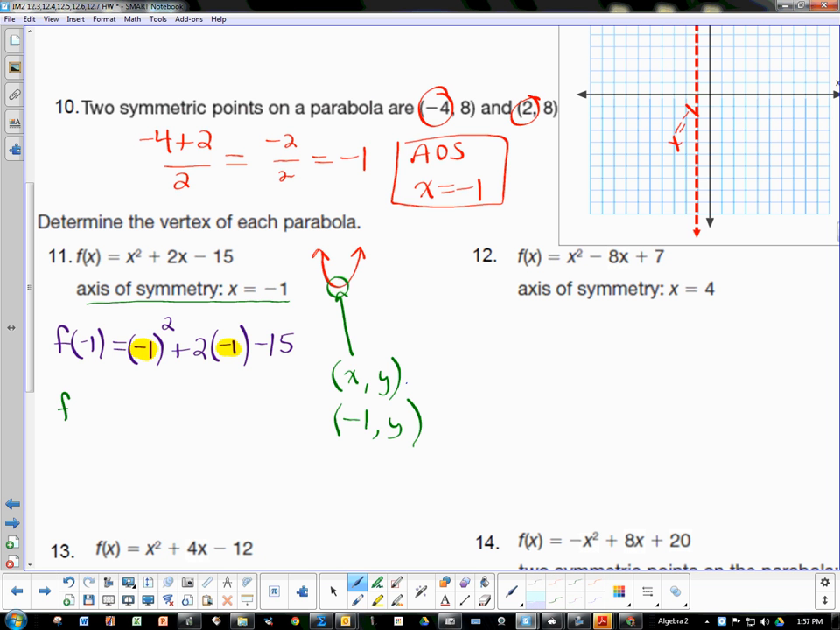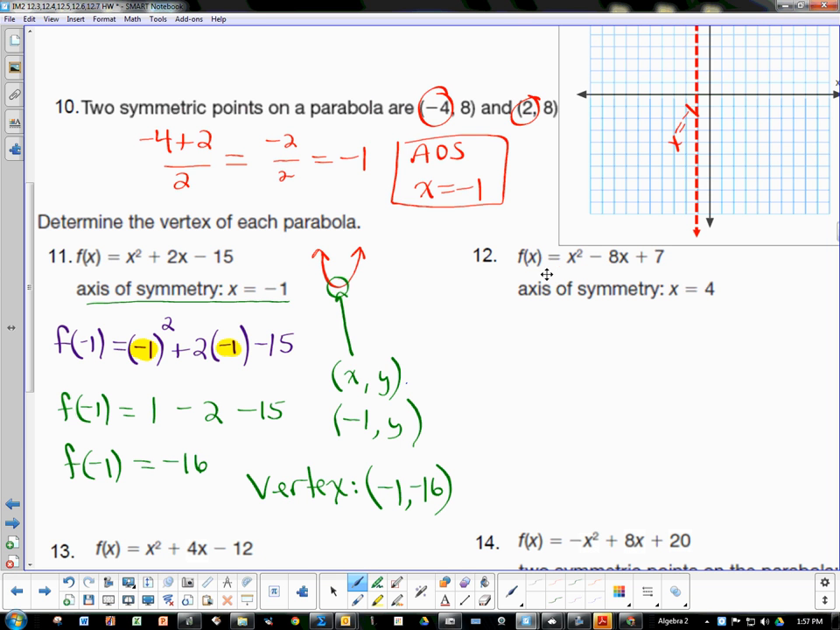Let's go through the math. F at -1 is equal to 1, minus 2, minus 15. So f at -1 is equal to -1 minus 15. That's going to be -16. So now we have our vertex. So our vertex is -1 comma -16.